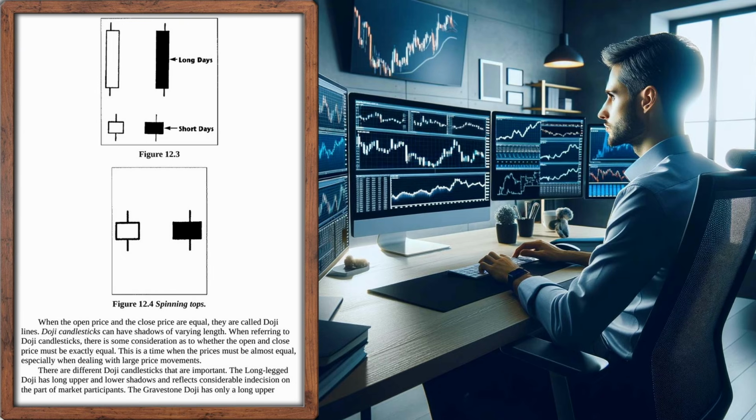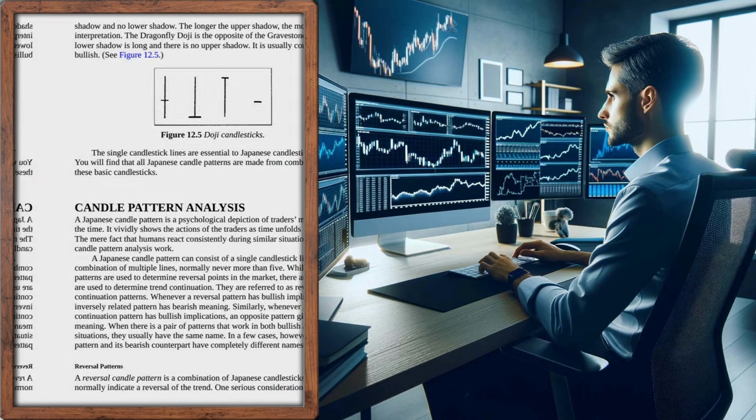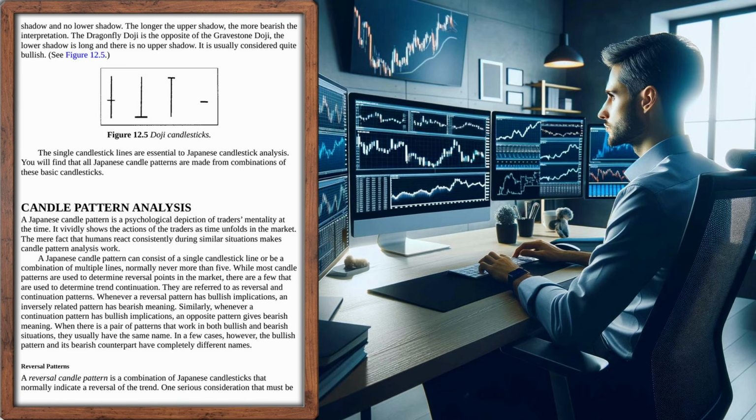The long-leg doji has long upper and lower shadows and reflects considerable indecision on the part of market participants. The gravestone doji has only a long upper shadow and no lower shadow. The longer the upper shadow, the more bearish the interpretation. The dragonfly doji is the opposite of the gravestone doji. The lower shadow is long and there is no upper shadow. It is usually considered quite bullish.